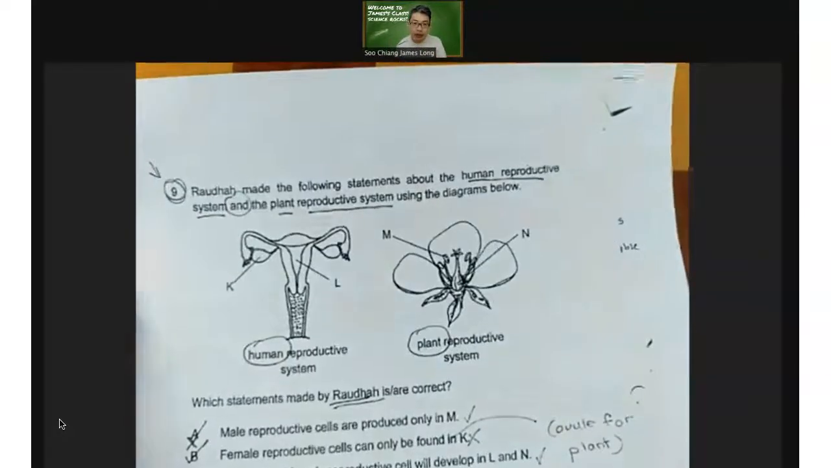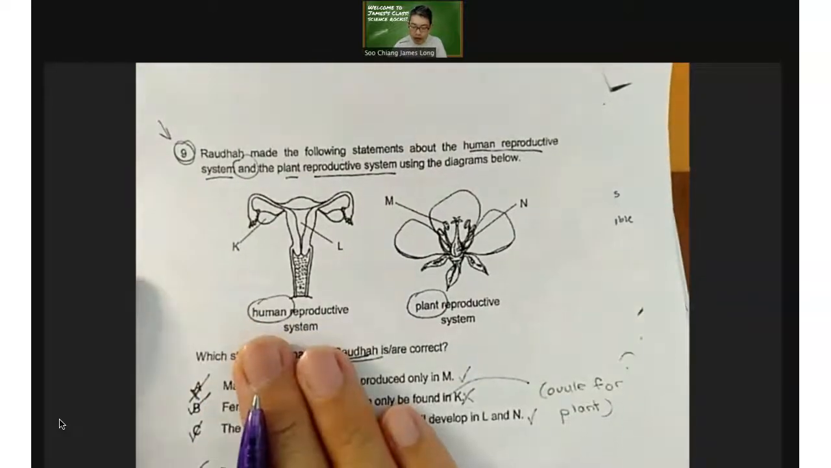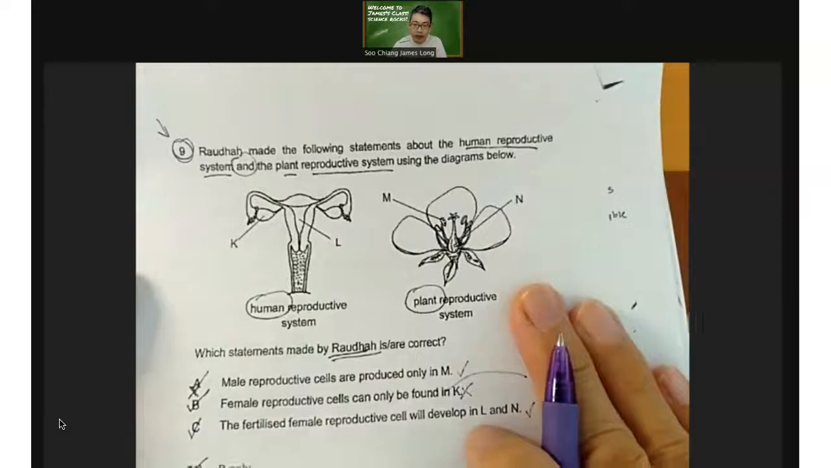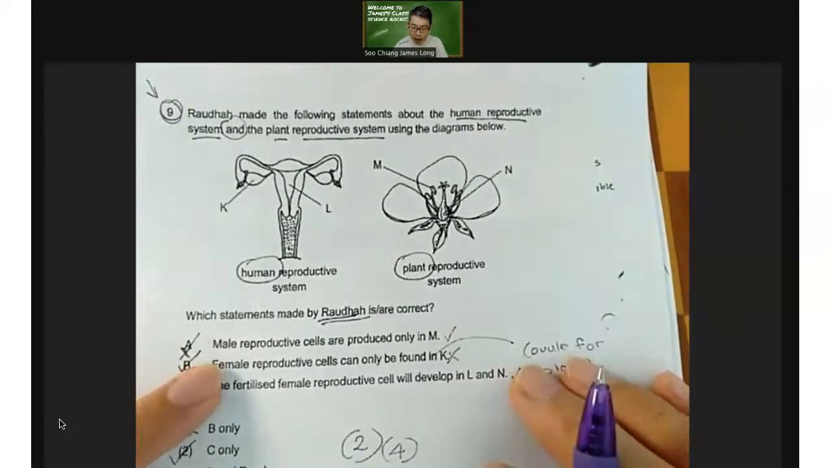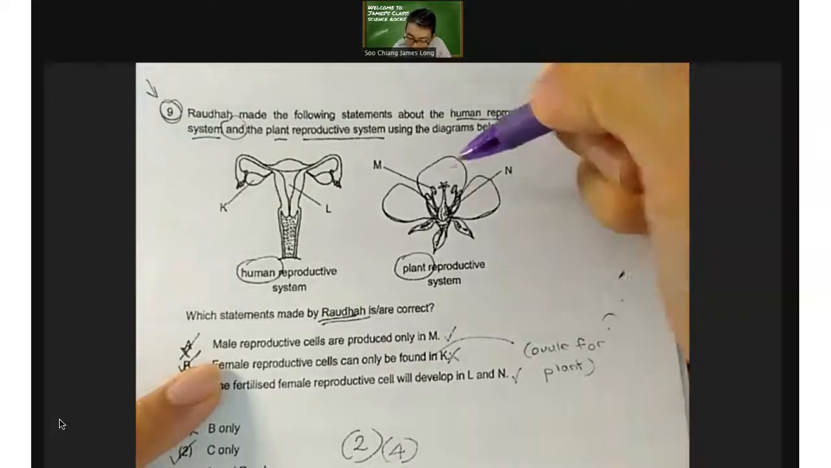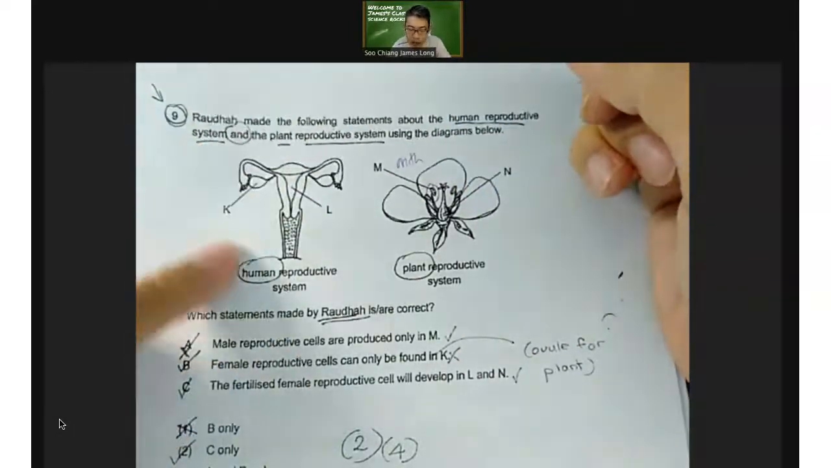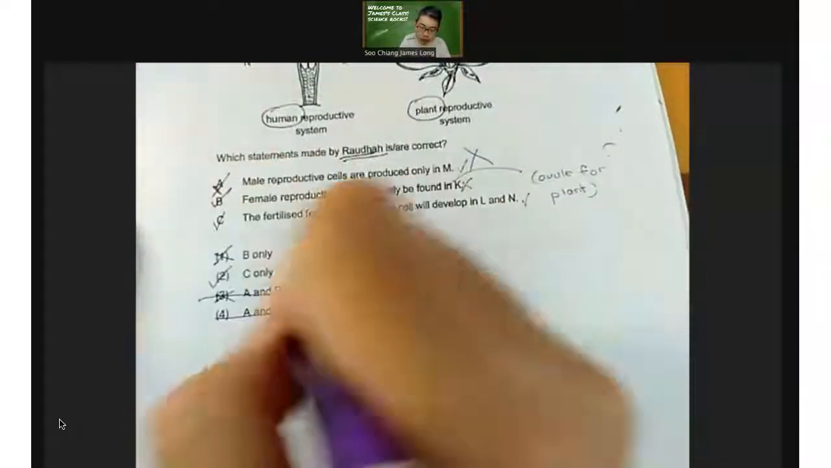Now, this person made the following statements about the human reproductive system. It's a female reproductive system. The female reproductive system is a flowering plant. Which statements are correct? Male reproductive cells are produced only in M. M is the anther. Okay, here no male cells, right? So A definitely is wrong. If A is wrong, these 2 will be out.